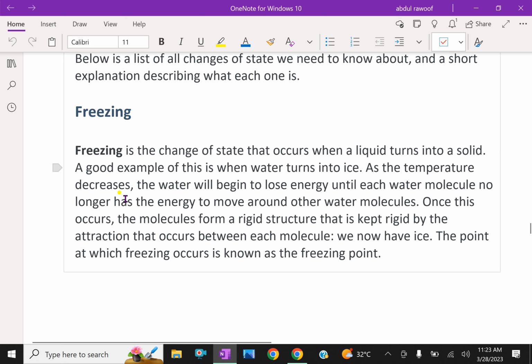As the temperature decreases, the water begins to lose energy until each water molecule no longer has the energy to move around other water molecules. Once this occurs, the molecules form a rigid structure that is kept rigid by the attraction between each molecule, and we now have ice. The point at which freezing occurs is known as the freezing point. That means the water freezing point is 0 degrees Celsius.